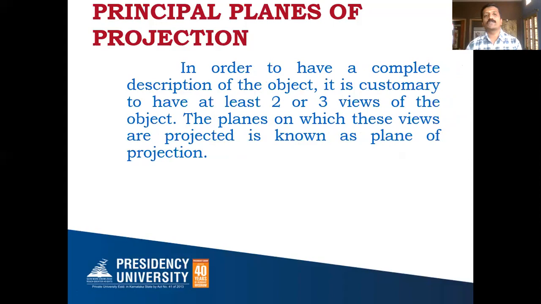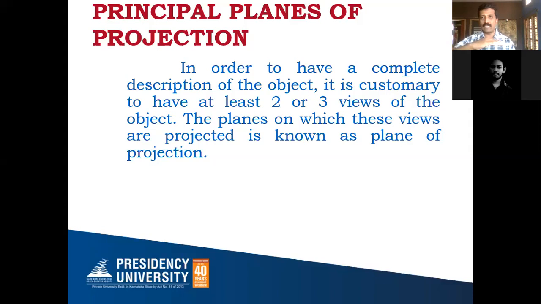The planes on which these views are projected are known as the planes of projection. We have three planes of projection. The plane is nothing but an exactly flat surface, a perfect plane surface. Got it? For example, I can consider this room. Wherever I'm standing, the floor is horizontal in direction, so I can call this the horizontal plane. Correct? This particular wall which is behind me is in the vertical direction. I can call this plane the vertical plane because it is in the vertical direction.